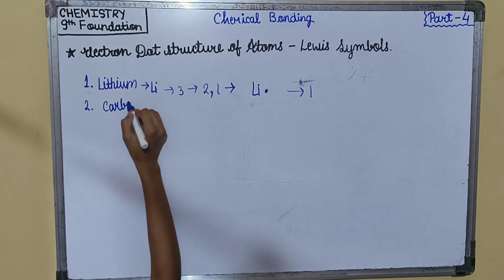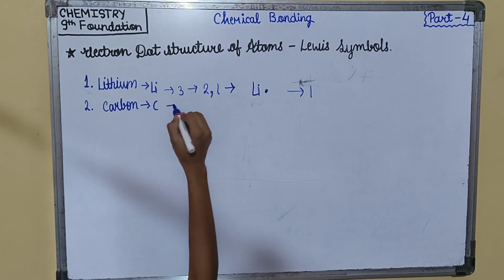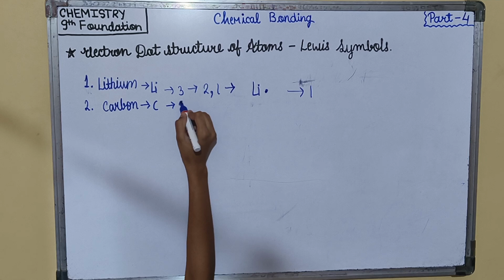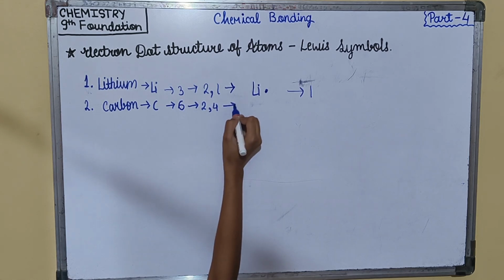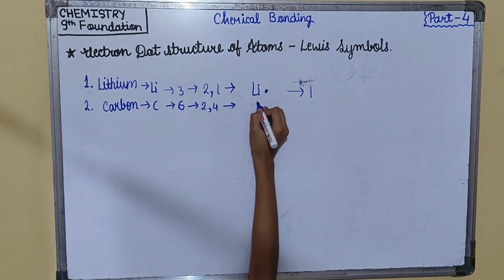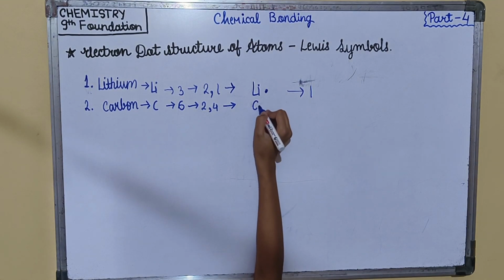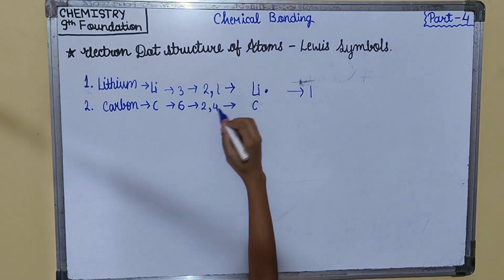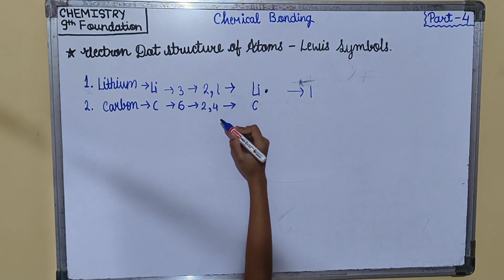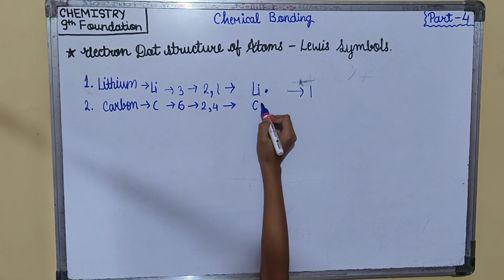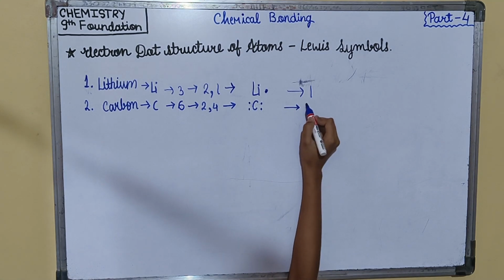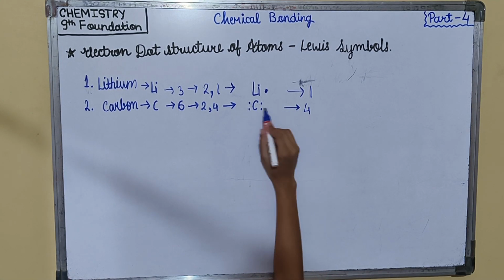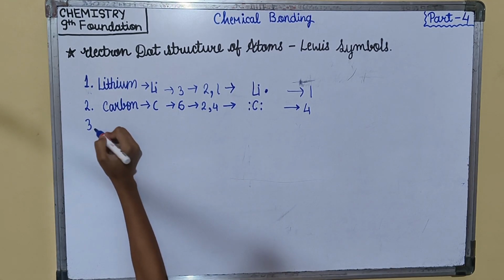Second one we will take carbon, C. Atomic number is 6. Electronic configuration is 2, 4. This carbon has 4 valence electrons. So we'll write like this, 4 dots around its symbol. The number of electrons in its valence shell is 4, that's why we've put 4 dots.